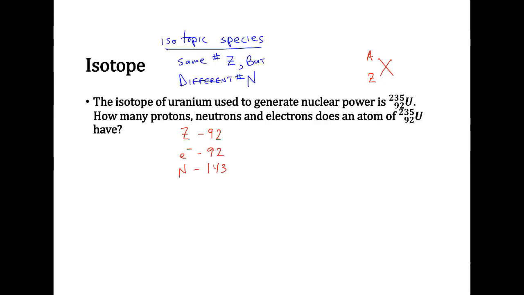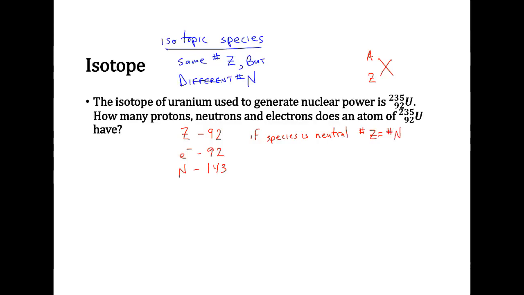You should note that in all cases this is true. If the species is neutral, your number of protons is going to equal your number of electrons.